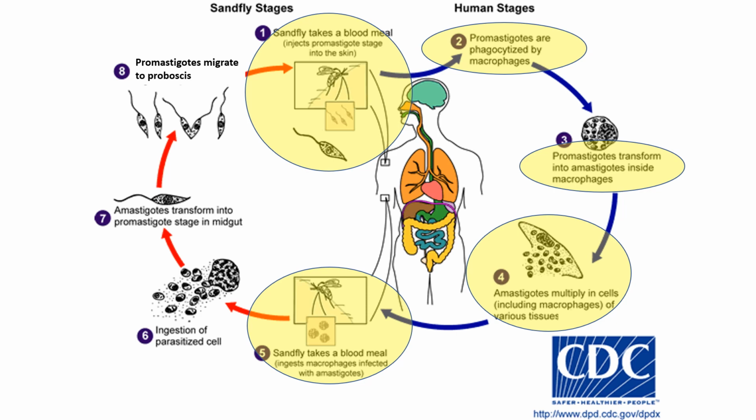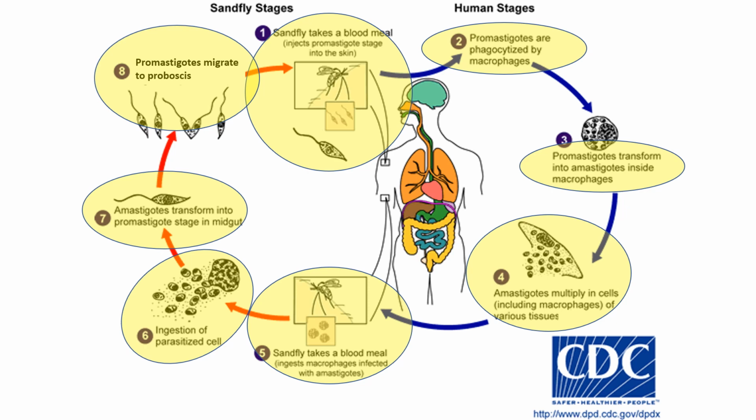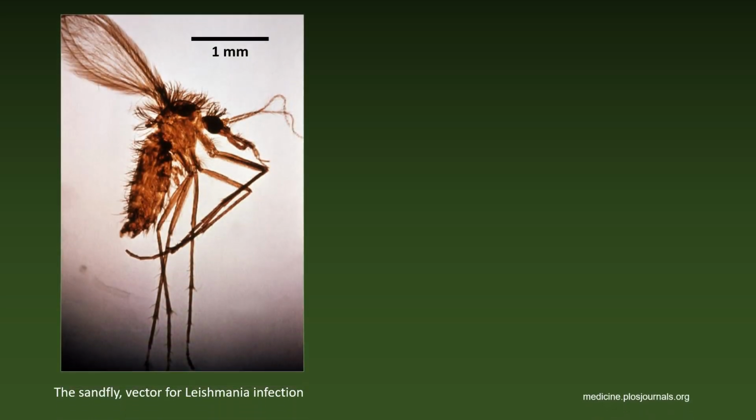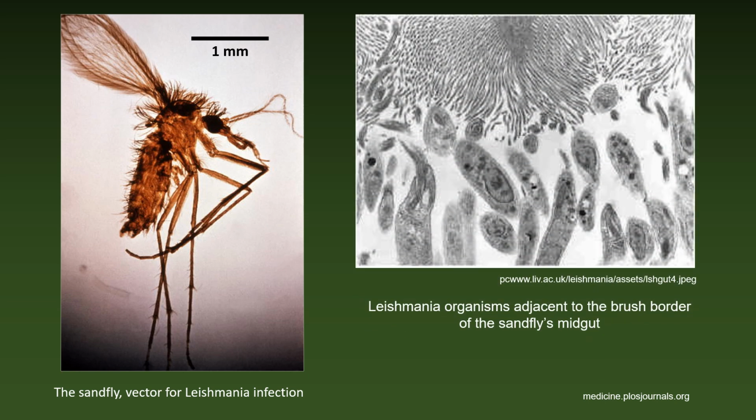When then the sandfly takes a blood meal, it ingests these macrophages infected with amastigotes. The amastigotes transform into promastigote stages in the midgut of the sandfly, and these promastigotes migrate to the proboscis, whence they are injected into the skin of various hosts. The minuscule sandfly is depicted on the left. On top, a section through the midgut of the sandfly with abundant Leishmania promastigotes adherent to the brush border epithelium.